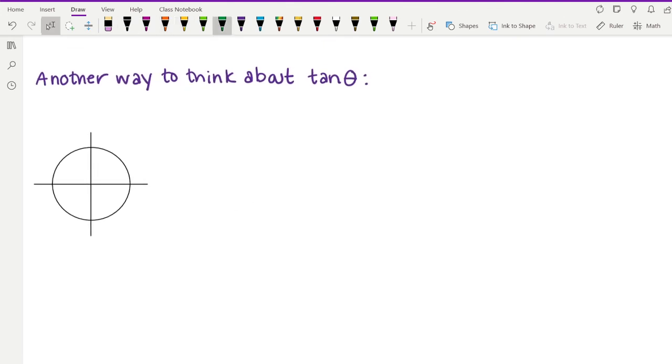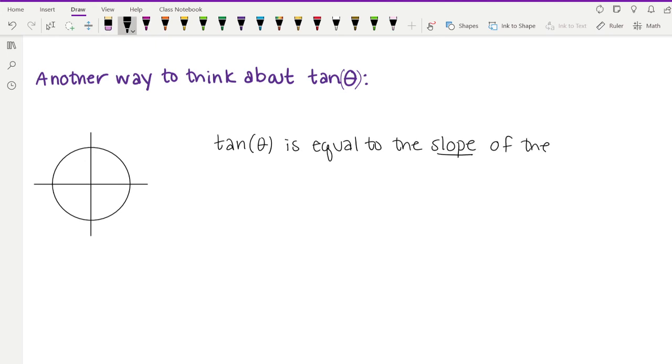So another way to think about tangent of theta is that tangent of theta, and by the way, you might notice here I didn't put parentheses. You can write it either way. I like to put parentheses around theta to emphasize that it's your input, that you're evaluating a function, but you can also do it without the parentheses if you want. So tangent of theta is equal to the slope of the terminal side of theta.